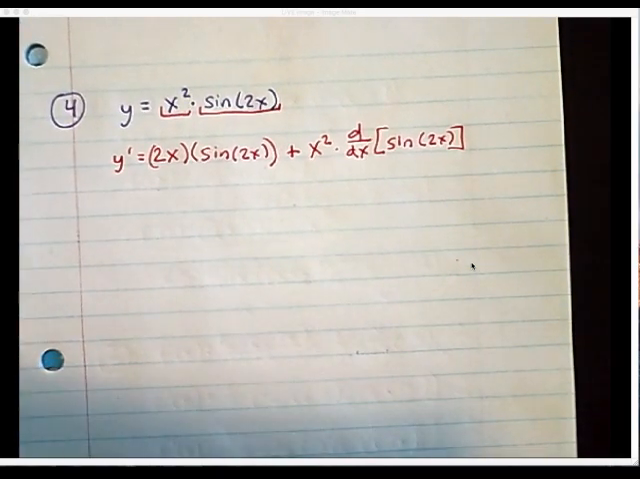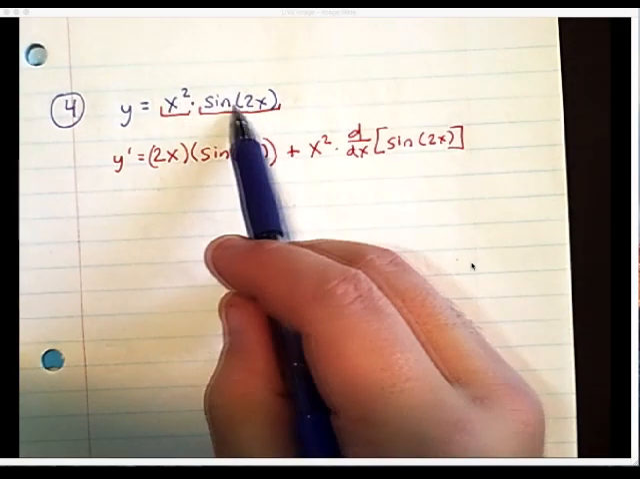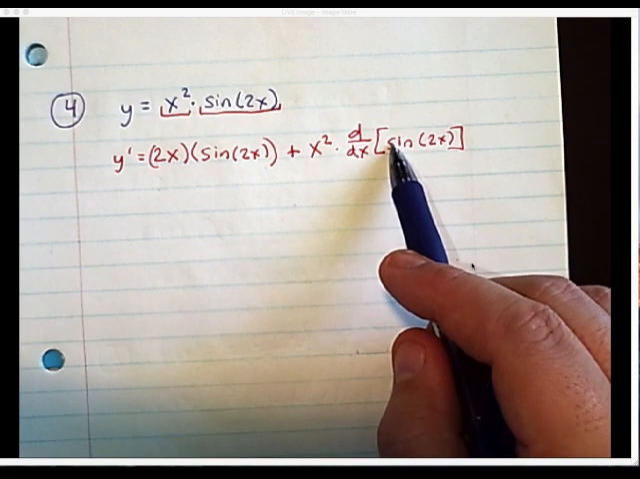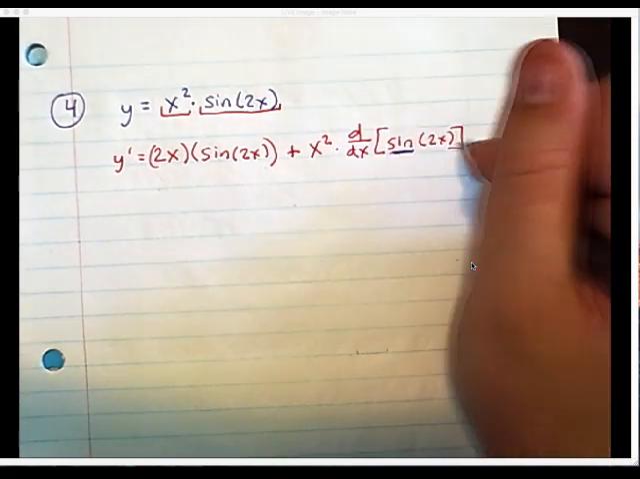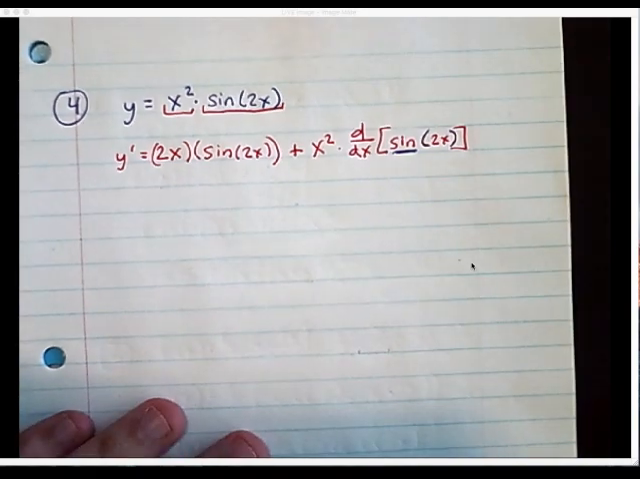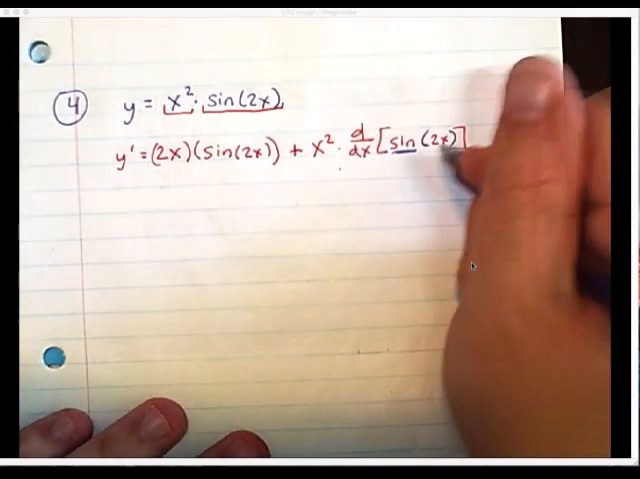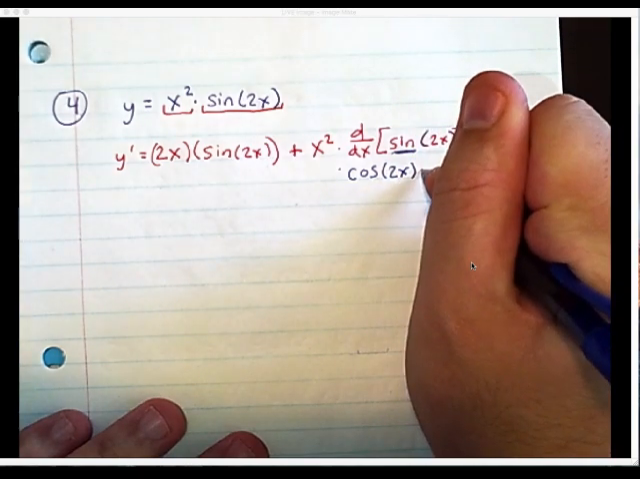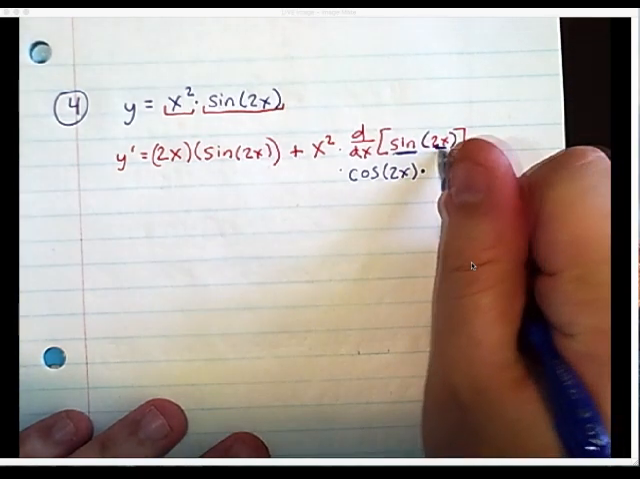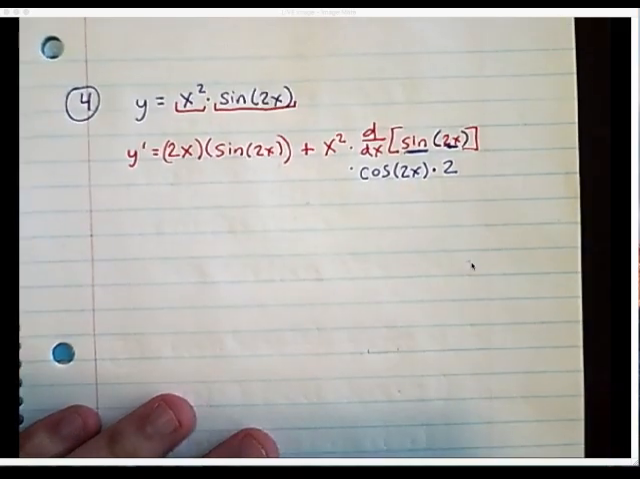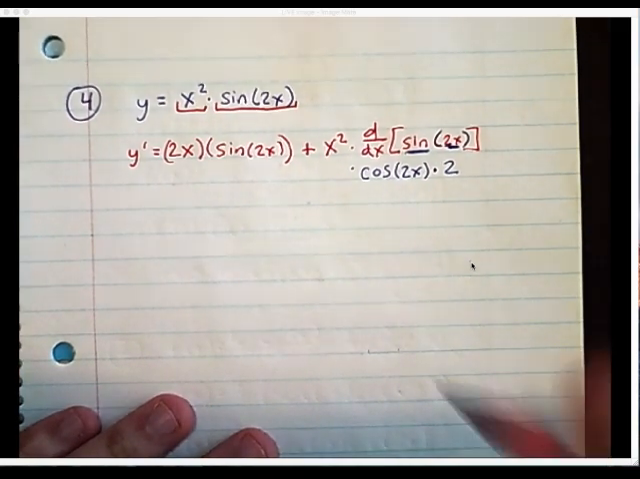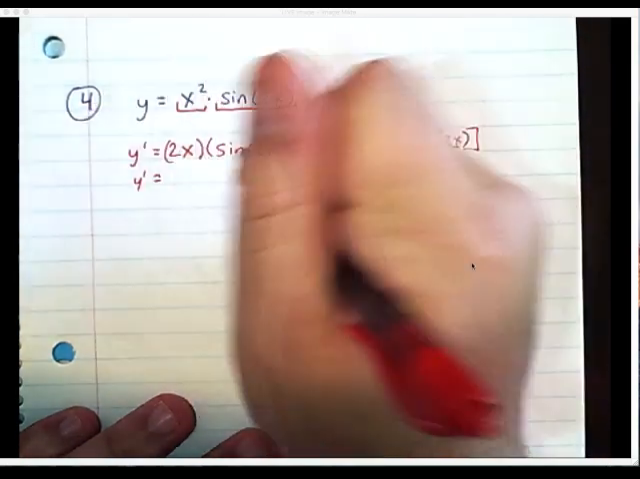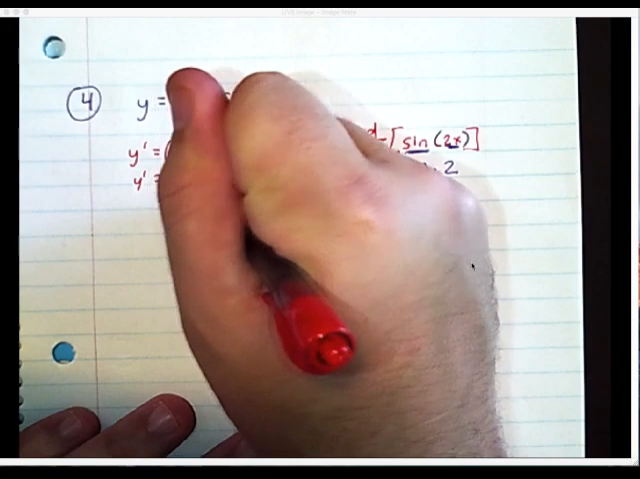So this problem does two things. It forces you to use the product rule, and to figure out the derivative of this part, you're going to have to use the chain rule. So there's the outside function, there's the inside function. So this part, you take the derivative of the outside, but leave the inside alone, but then you have to multiply times the derivative of the inside. I'm just going to bring the rest down. So 2x times the sine of 2x.